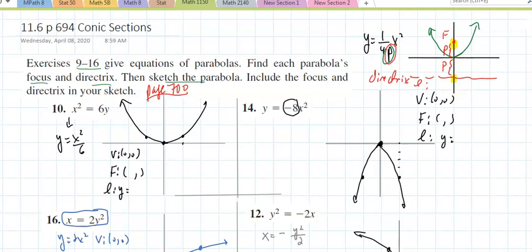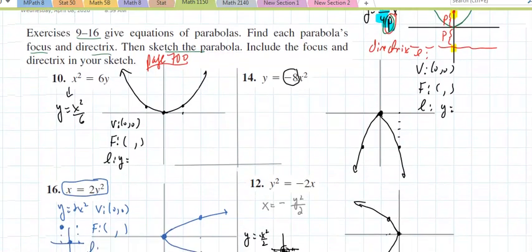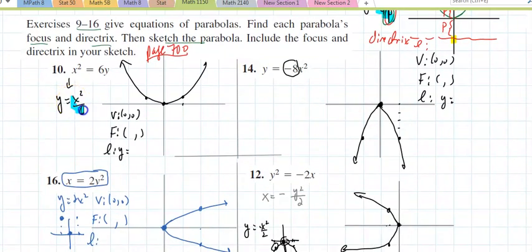So, how am I going to figure this out? I'm going to take the quantity in front of x squared, which is a. I'm going to take 1 over 6 and set that equal to 1 over 4p to figure out what this p is. If I cross multiply, 4p equals 6. p is 3/2. And this is how I'm going to remember it.